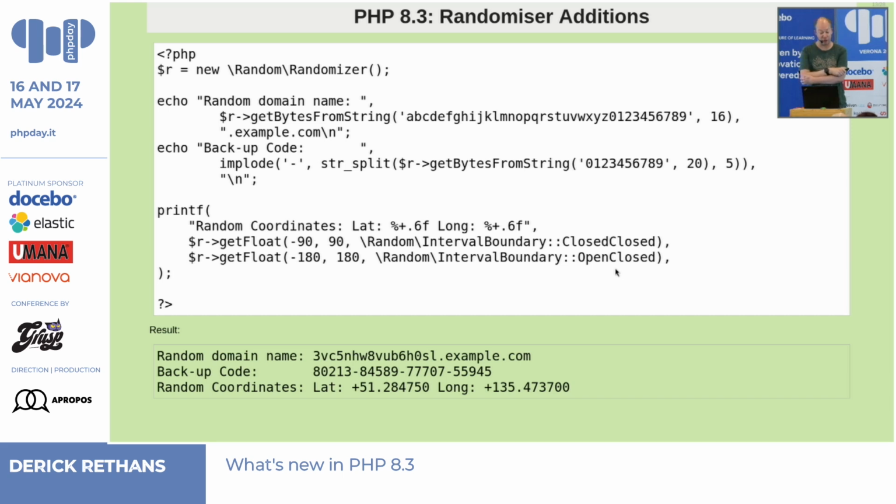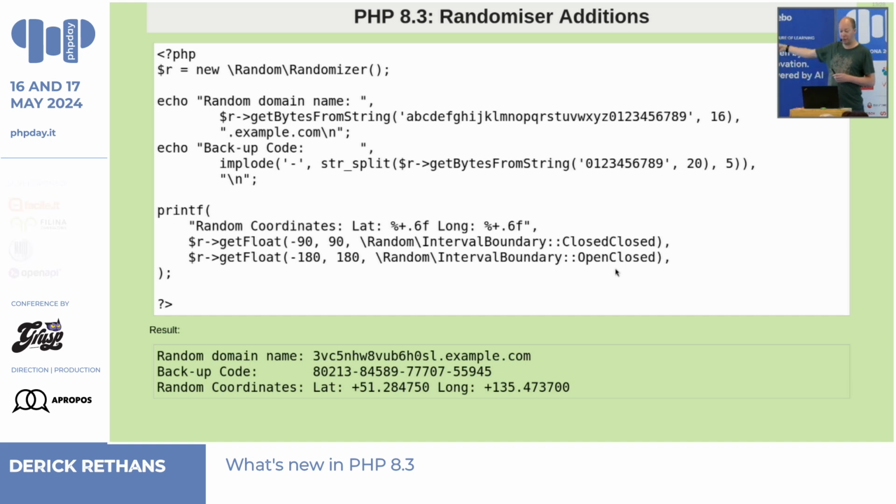So there's the get bytes from string, which you can give all the letters you want a combination out of, and then how many you want out of that, which you can use for things like random domain names, which can be useful for all kinds of testing situations, right? Or you can use them for backup codes, like you do an implode of a string that only has the numbers in there. Or, what is probably more useful is that there's now a good method for doing floating point numbers as well. Doing randomized floating point number or arbitrary position numbers is actually a really hard thing to do correctly. So we have added that method now to PHP to do this correctly.